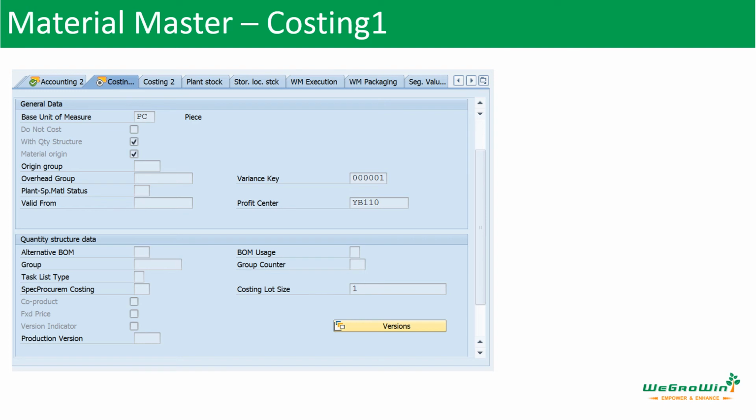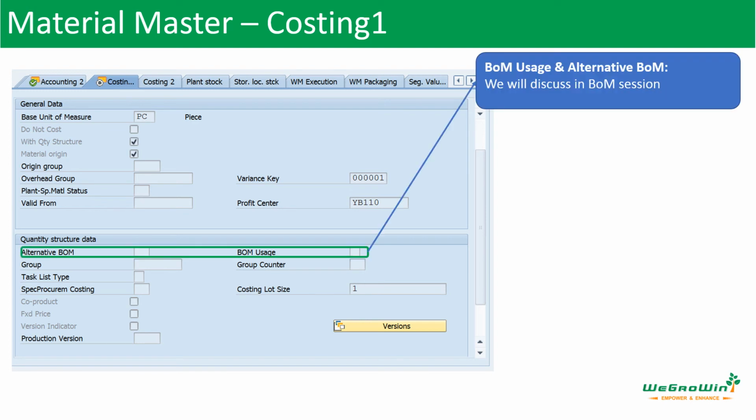Right. Next, we have this alternate BOM and BOM usage, which means for costing purposes, which BOM has to be considered and which usage BOM has to be used. Hope you remember, we have not discussed this point. We will discuss during the bill of material discussion how this BOM usage can be used. Accordingly, it can be used. If nothing is defined there, the system will take the default BOM which is available in the system.